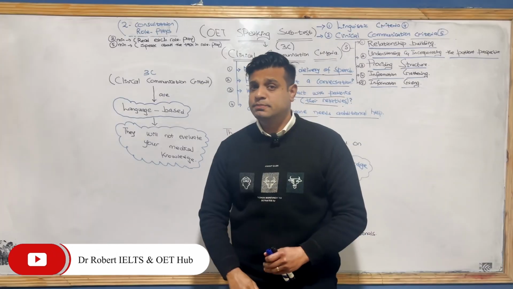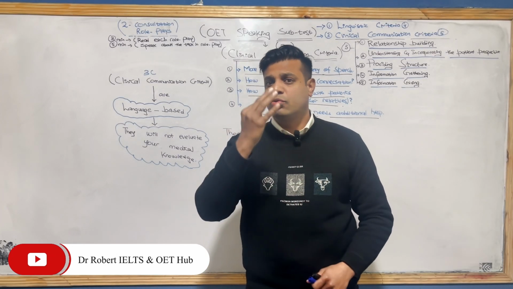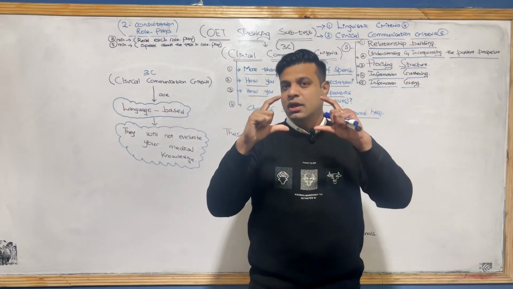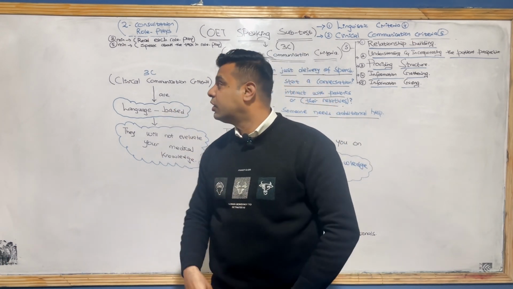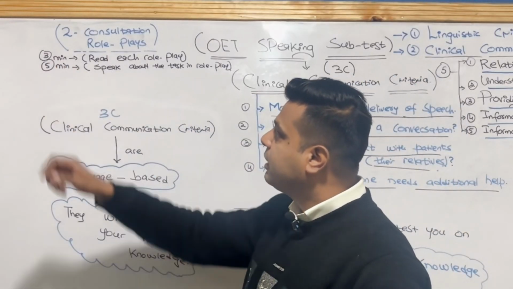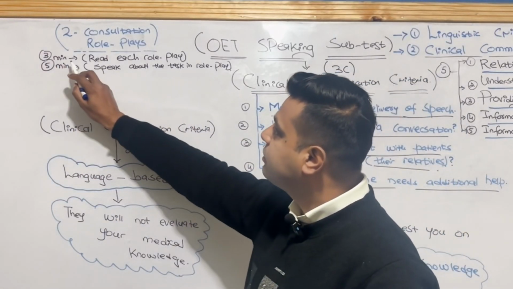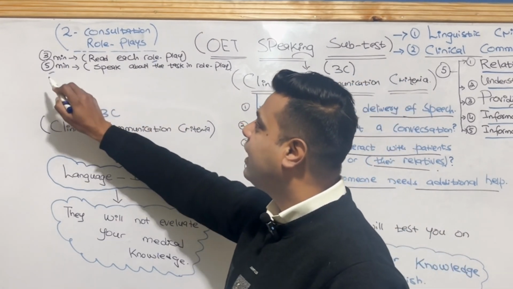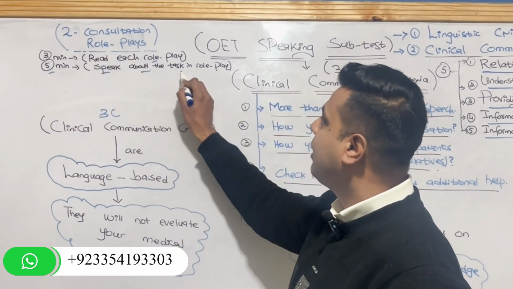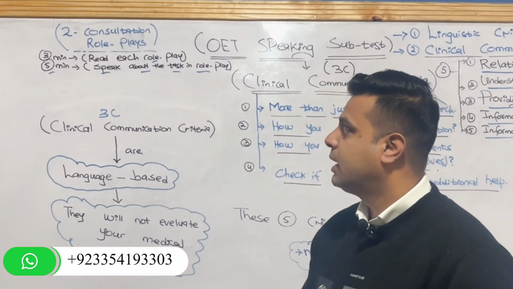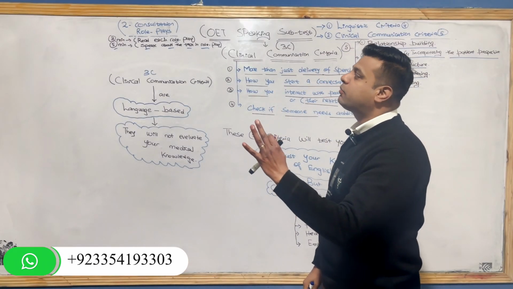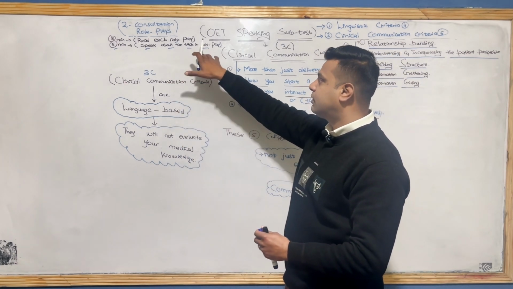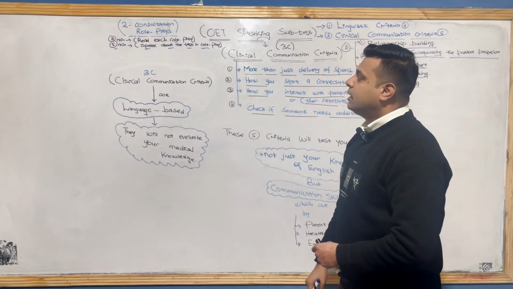We will be given 3 minutes to read the setting of the role play and the task according to the scenario. Then we will be given 5 minutes to speak about the task in the role play. So, 3 minutes to read the role play and 5 minutes to speak about the task which is given in the role play.